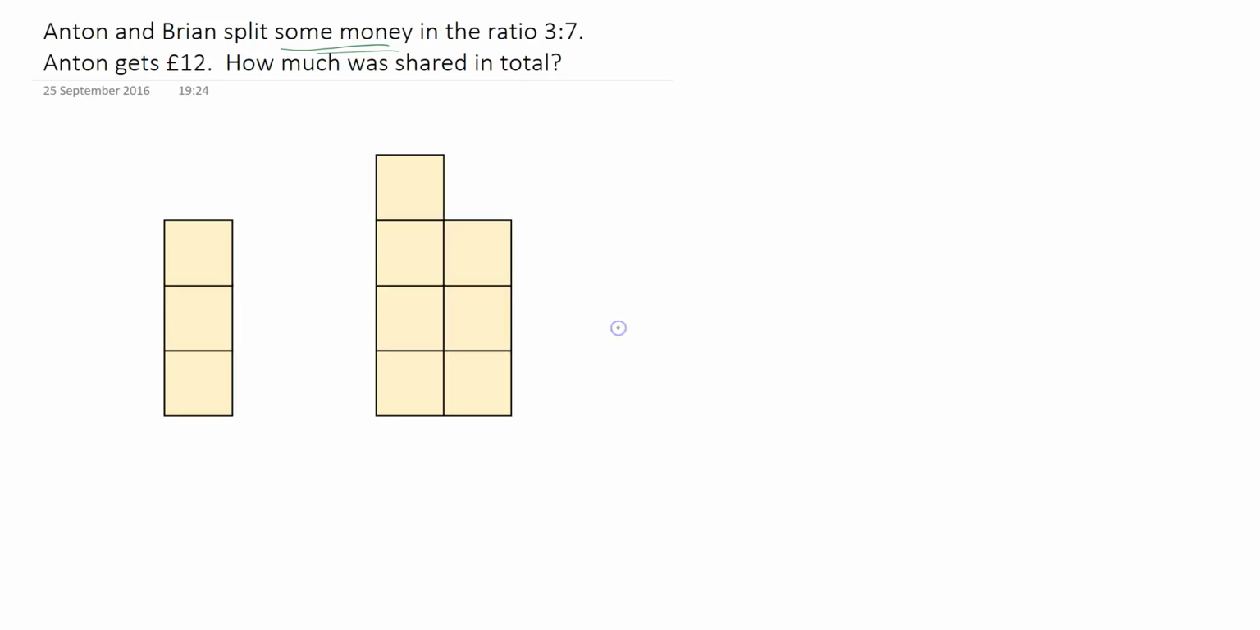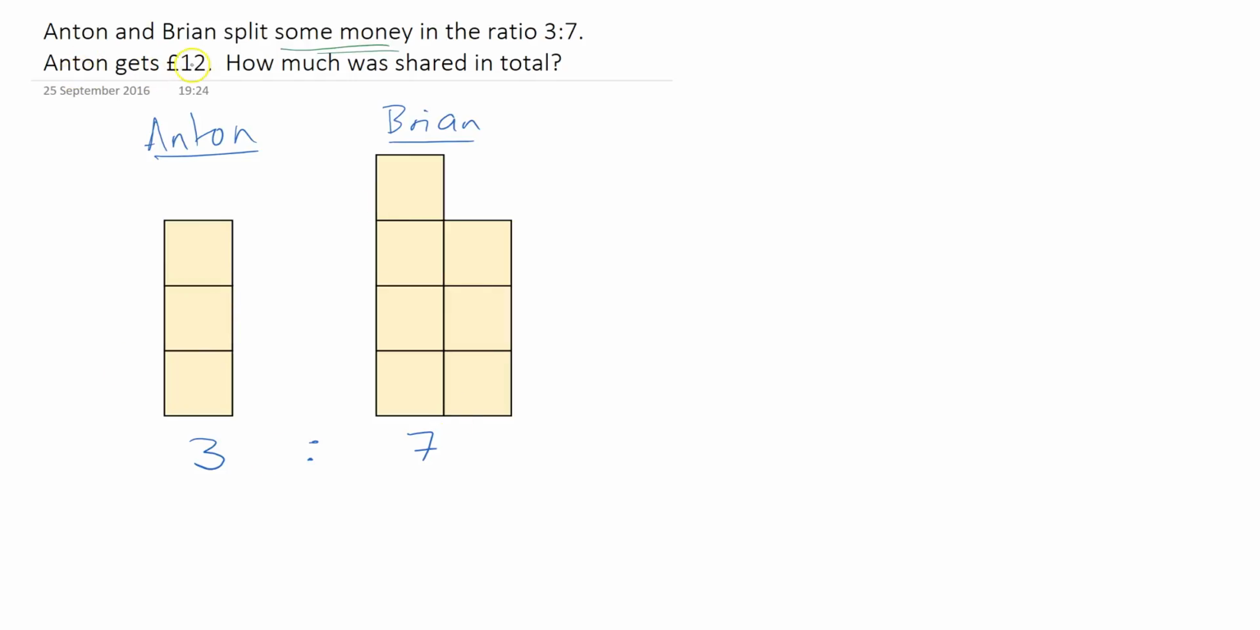And what we're going to do, just as before, is say that this first one is going to be Anton's, and this is going to be Brian's. We can write in that they've split them in the ratio 3 to 7, hence why I've put the 3 and the 7 boxes in. All of the boxes are worth the same amount, as we've used in the previous questions. Anton gets £12, so the money we've got in total isn't represented by all 10 boxes.